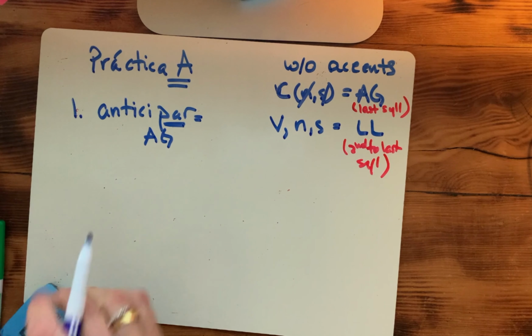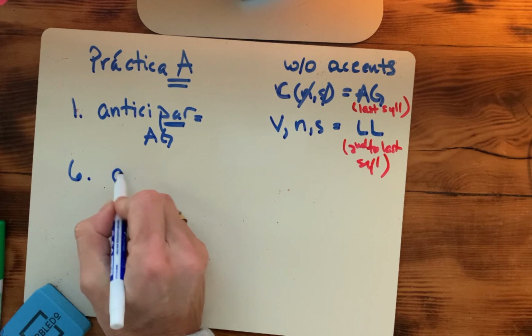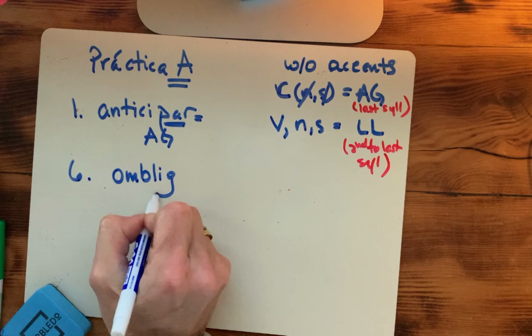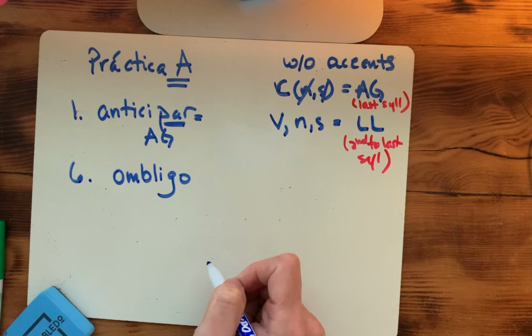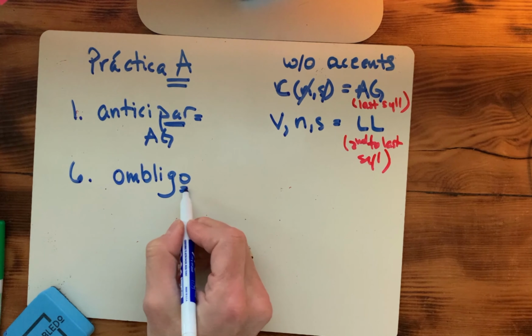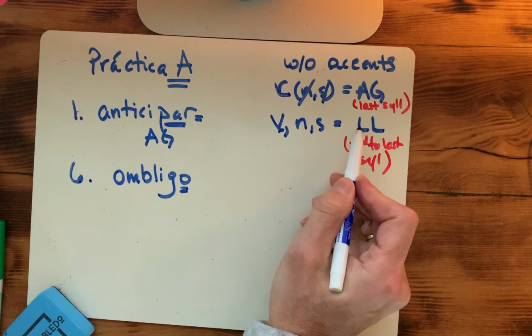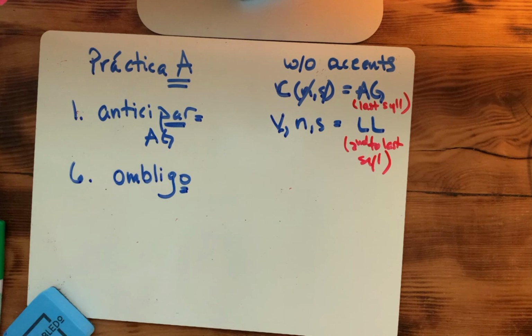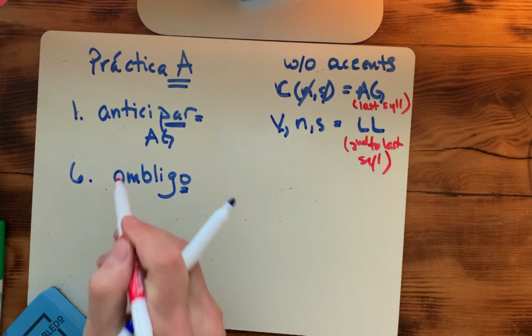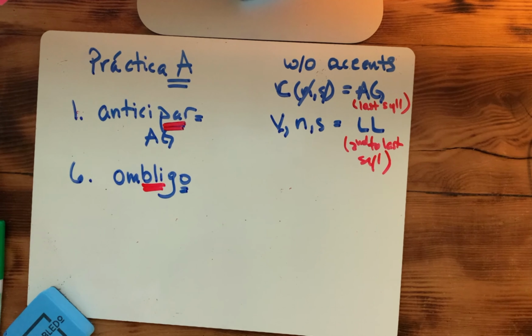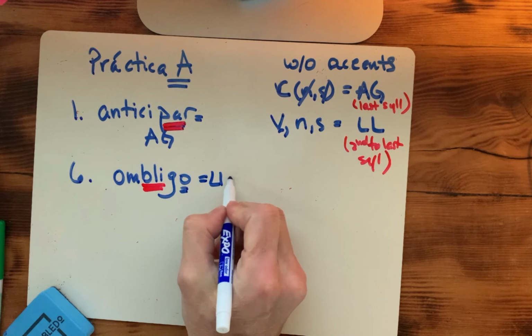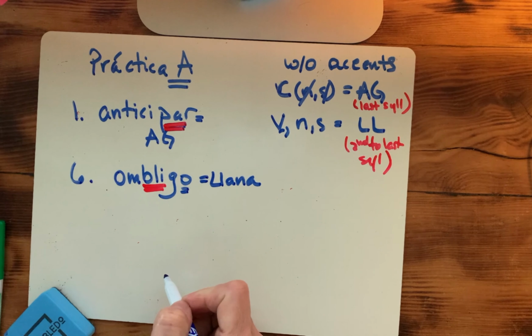Let's do number 6, ombligo, belly button. I'm sure you heard where I put the stress, ombligo, but now you're going to know the rule behind it. It ends with a vowel. If it ends with a vowel, it's going to be a llana. That means the stress is going to be right there. So I'm going to say that this is now a llana, second to last syllable.